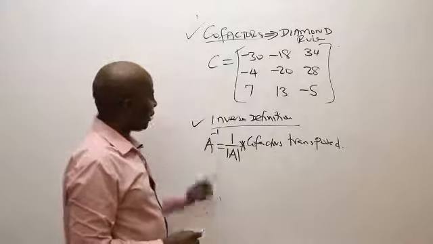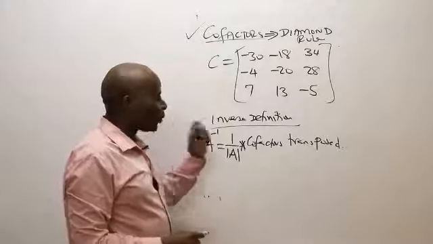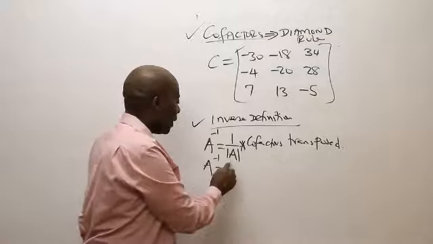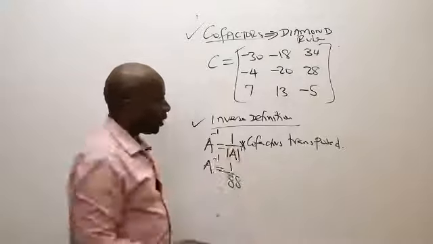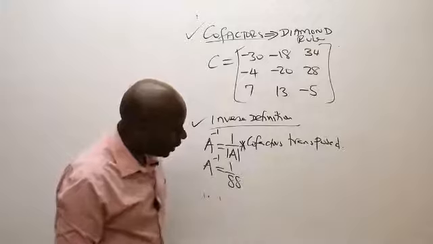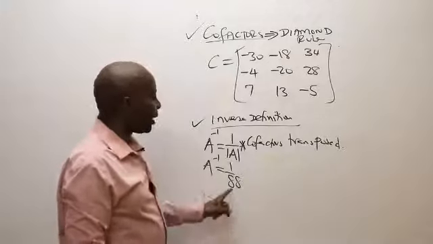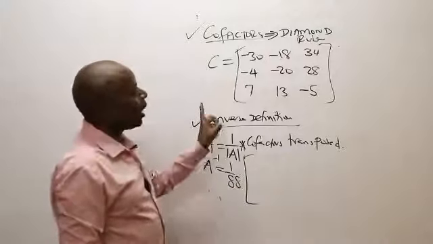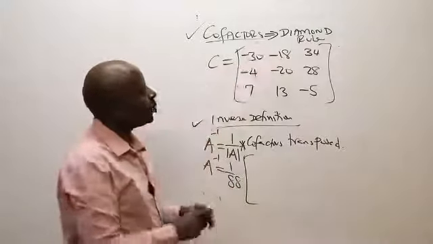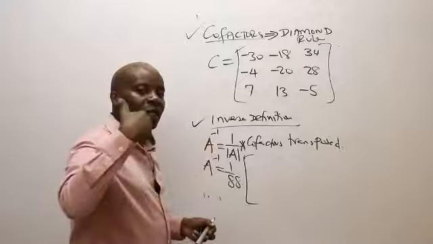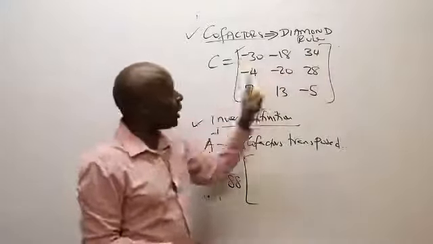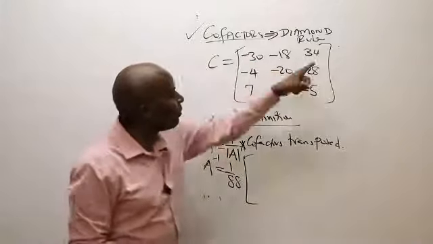Transposed. So to get the universe of A for a 3 by 3, you will take here 1 over the determinant, which was 88 if you can recall. We got this 88 somewhere there. Into the cofactors transposed. How do you transpose the cofactors? To transpose a matrix means changing rows to become columns, such that row 1 becomes column 1.